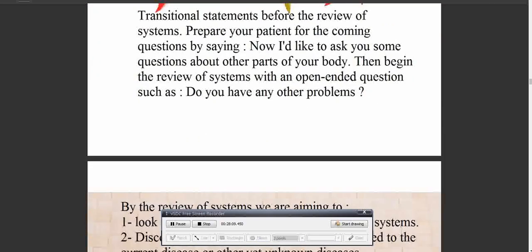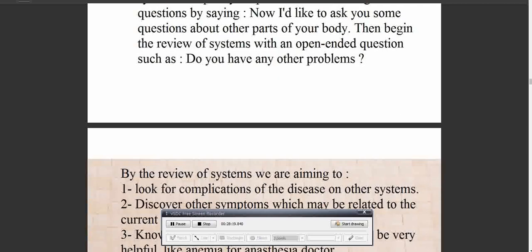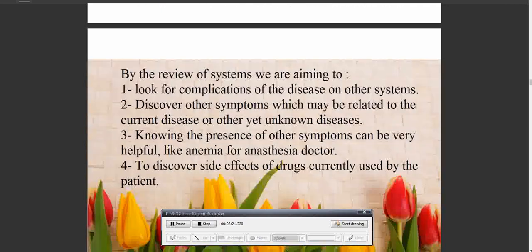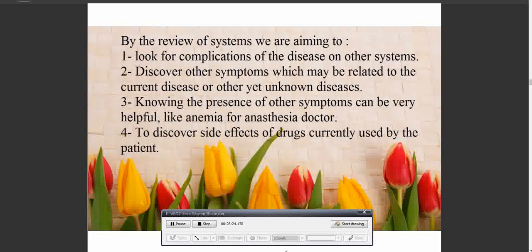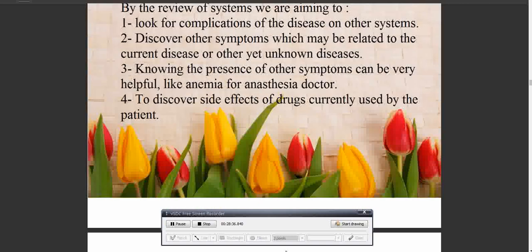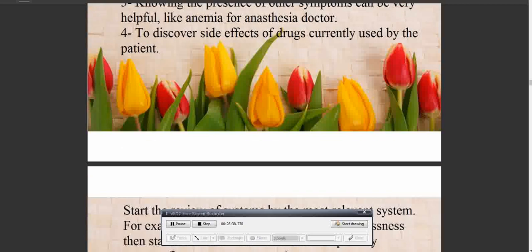Transitional statement before the review of systems. Prepare your patient for the coming questions by saying, now I'd like to ask you some questions about other parts of your body. Then begin the review of systems with an open-ended question such as, do you have any other problems? And by the review of systems, we are aiming to: 1. Look for complications of the disease on other systems. 2. Discover other symptoms which may be related to the current disease or other yet unknown disease. Knowing the presence of other symptoms can be very helpful, like anemia for an anesthesia doctor. 3. To discover side effects of drugs currently used by the patient as well.